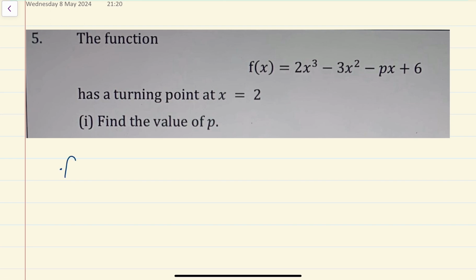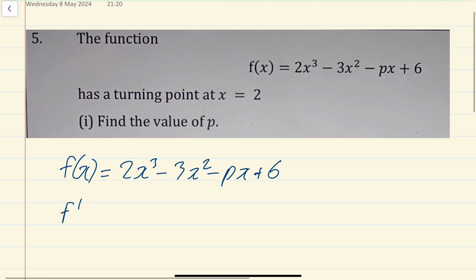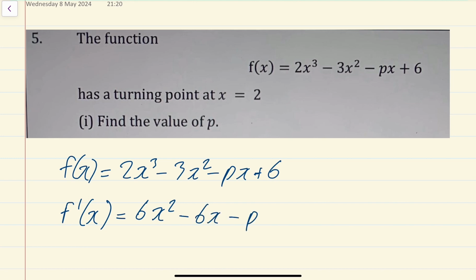So let's just write down what we've got. We've got f of x is equal to 2x cubed minus 3x squared minus px plus 6. And at a turning point, your dy by dx is equal to 0. So we're going to find f dash of x by differentiating the thing above. Remember, multiply by your power and then reduce your power by 1. So that's just going to be 6x squared minus 6x minus p.